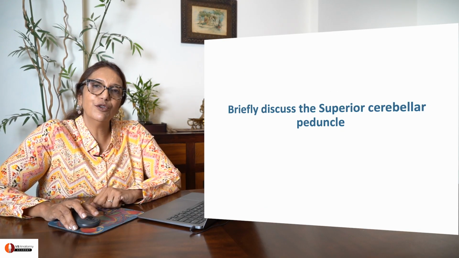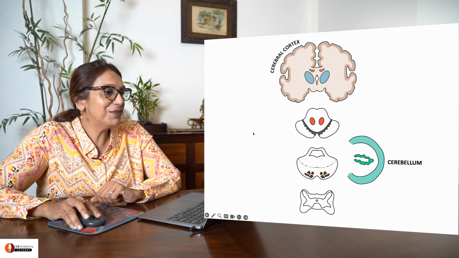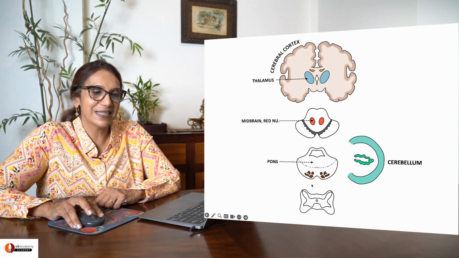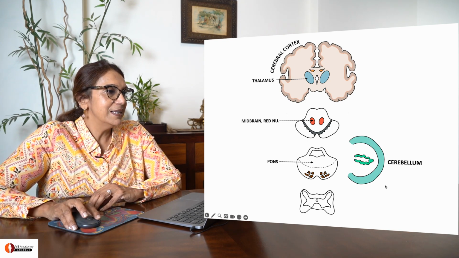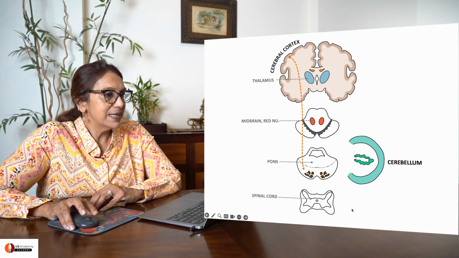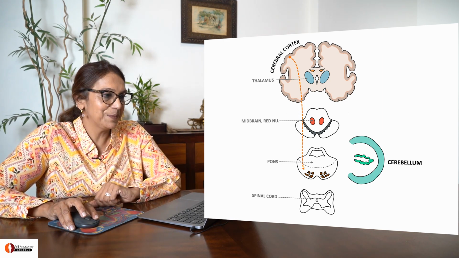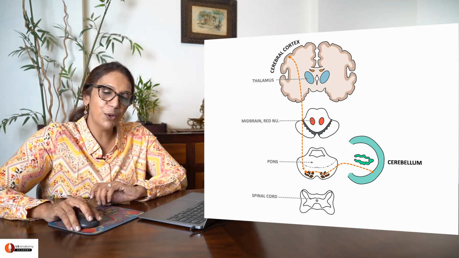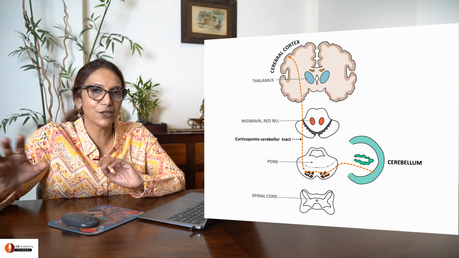Briefly, let's discuss the superior cerebellar peduncle. So again, our familiar diagram, the beautiful cortex, the midbrain, the thalamus, and the pons. And of course, the cerebellum of the opposite side. Now what happens? Cerebral cortex, this is the spinal cord. The cerebral cortex gives rise to fibers that go to pons. What are they called? Corticopontine. From pons, they go to the opposite side, pontocerebellum. This is the cortico-pontocerebellar pathway, informing the cerebellum about some kind of possible action.